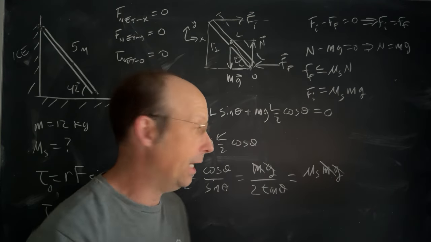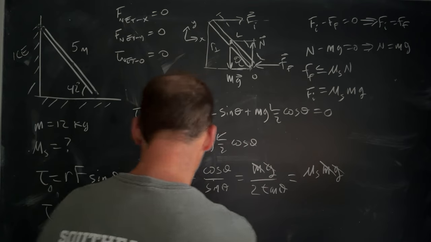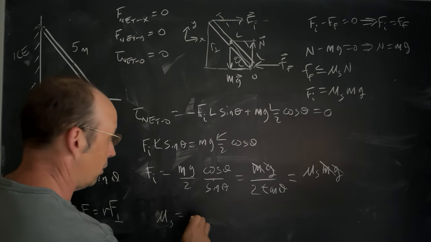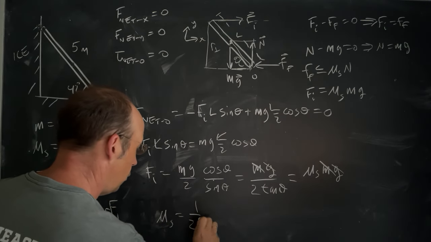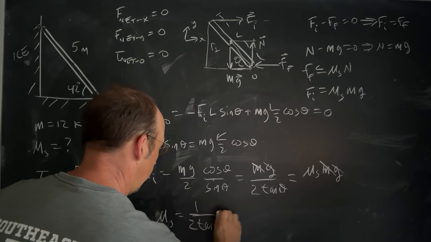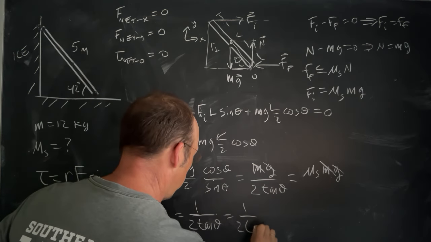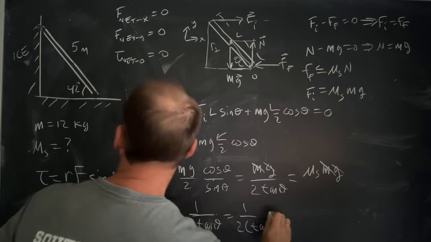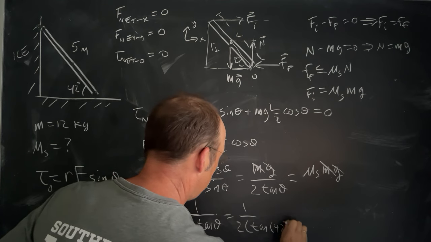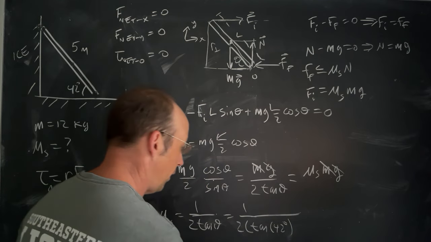Once again, g canceled. Okay, so now I'm done. Mu S is going to be 1 over 2 tangent theta. Let's go ahead and put that in our calculator: 1 over 2 times the tangent of 42 degrees. And then we'll talk about some very important stuff.